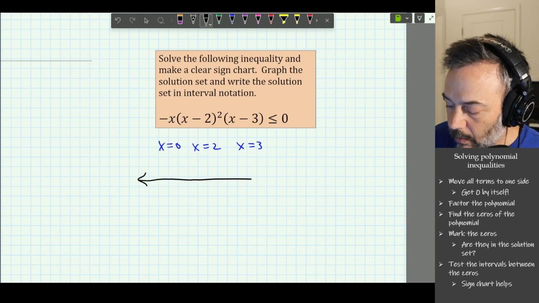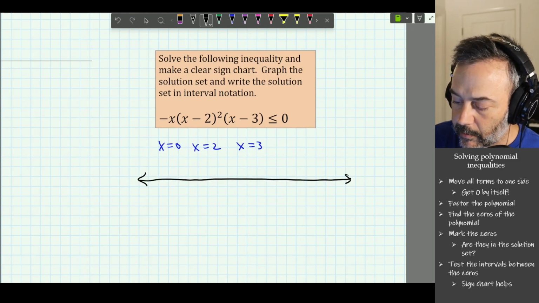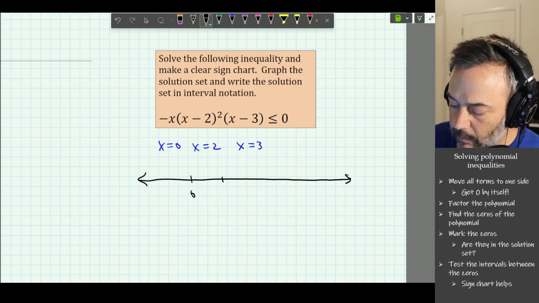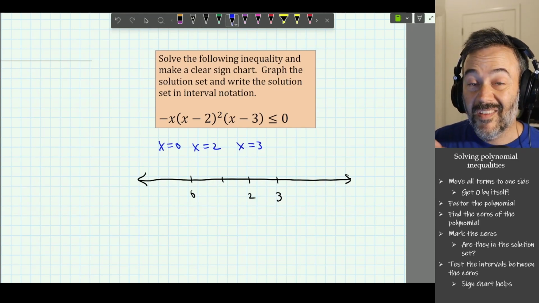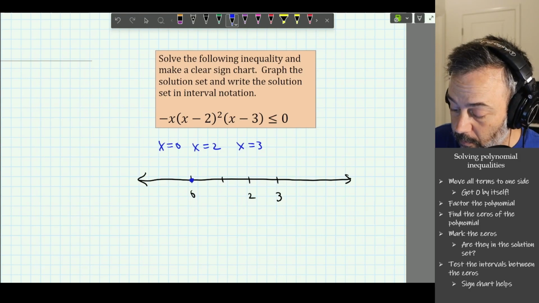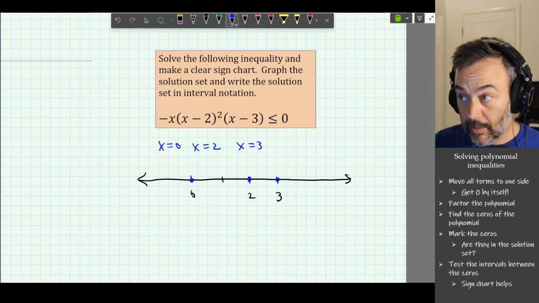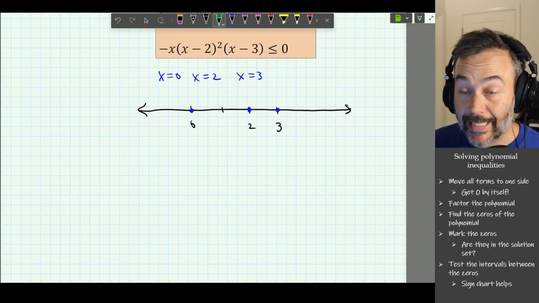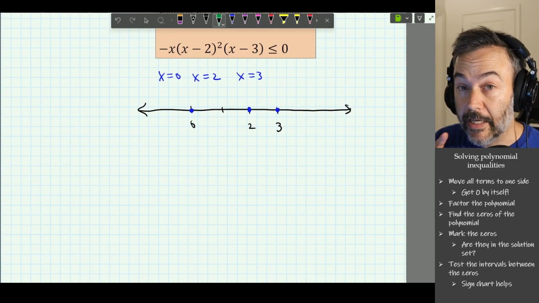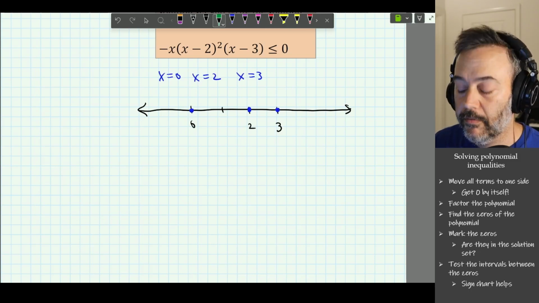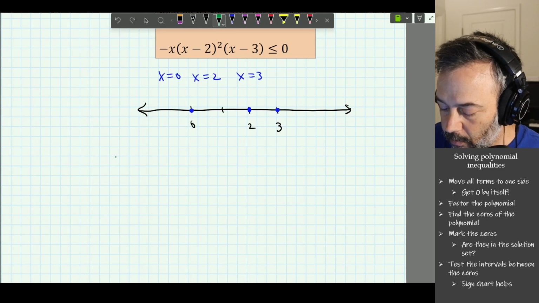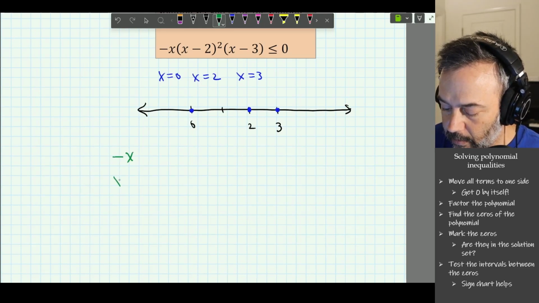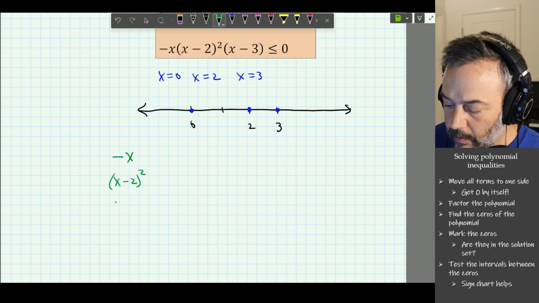I can draw a number line and plot the values 0, 2, and 3. Now, the zeros themselves in this case make it true because the inequality is less than or equal to. So I'm going to plot the zeros, but I'm going to color them in because they're going to be included in my solution set. Now I can do a sign analysis, and you notice the first factor is negative x. I want to make sure to bring that along because the negative in front is going to contribute. So I test the factors negative x, x minus 2 squared, and x minus 3.